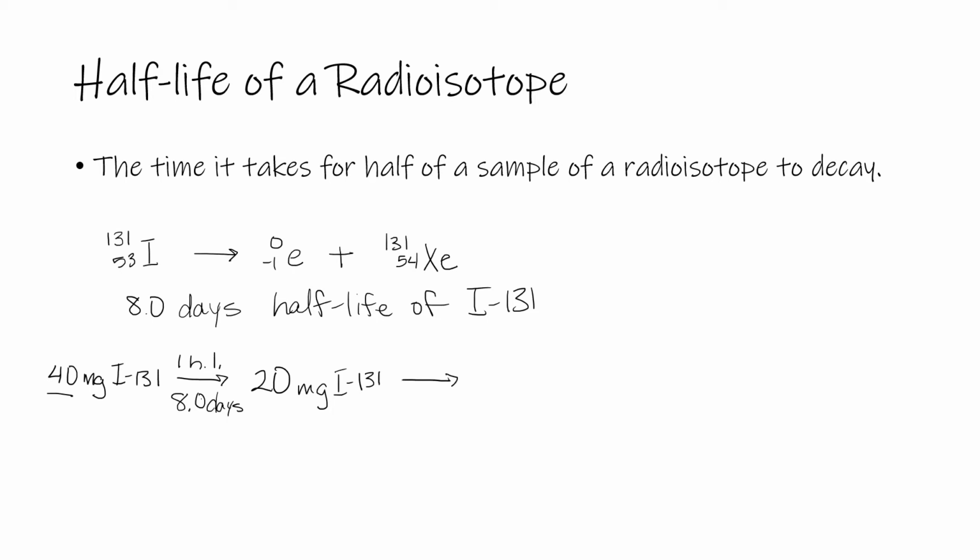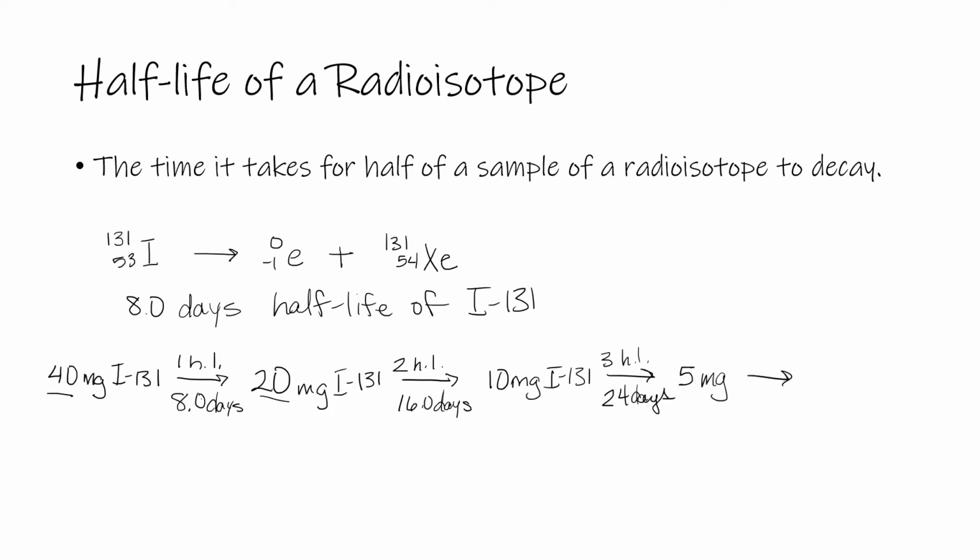Okay, so after 2 half-lives, which would be a total of 16 days, half of our 20 milligram sample would have decayed. So you would have 10 milligrams of iodine 131 left. And if we keep going, after 3 half-lives, which is a total of 24 days, you would have half of that 10 milligrams, which means we would have now 5 milligrams.